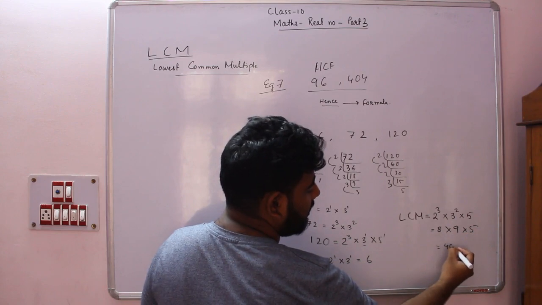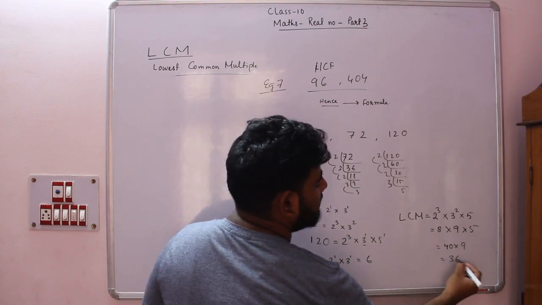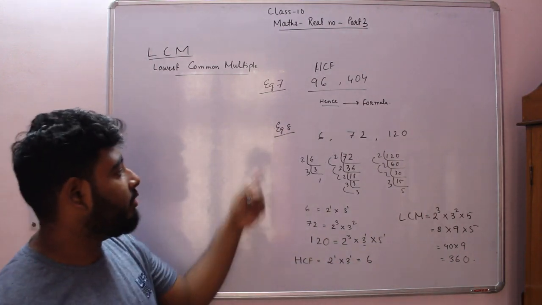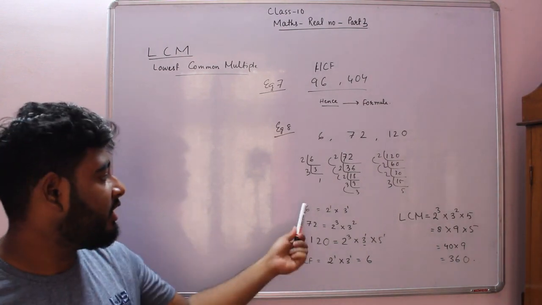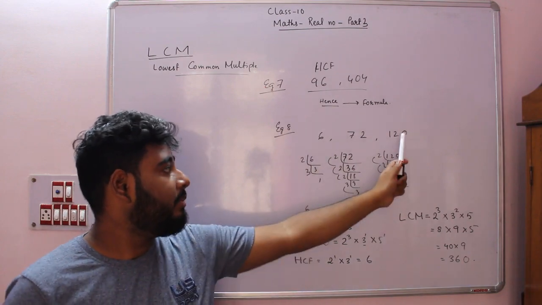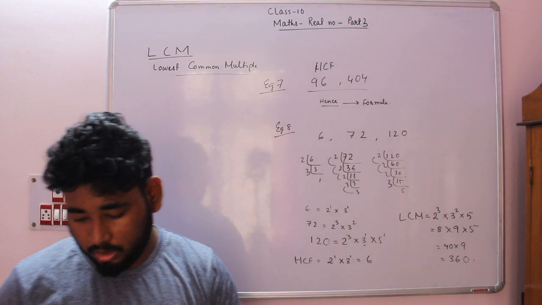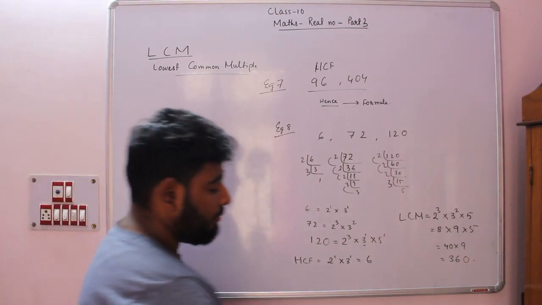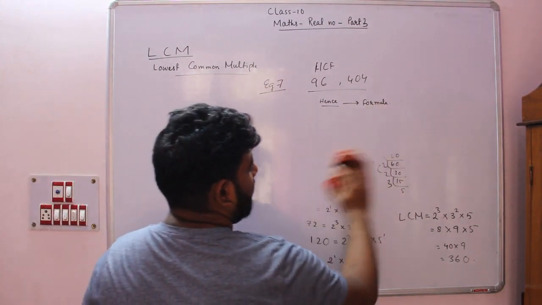At 40 into 9, so 436. So 360 is the LCM. Yes. So this is how you have to do example 8. So similarly you can find for 3 numbers and you can find for 2 numbers. But when there are 3 numbers, you cannot use the formula, you have to use the regular method, the prime factorization method.